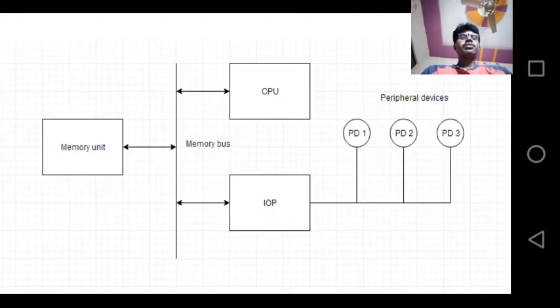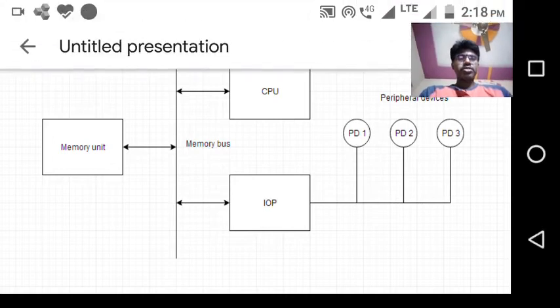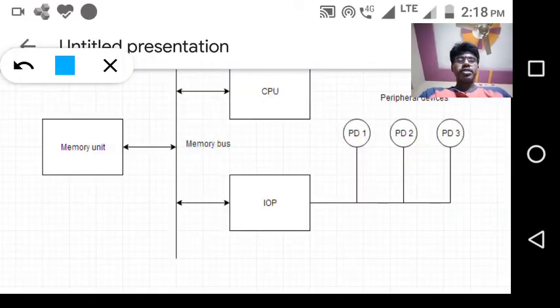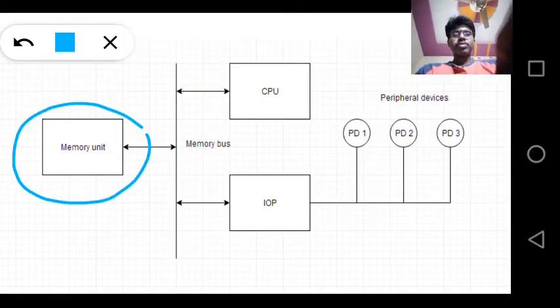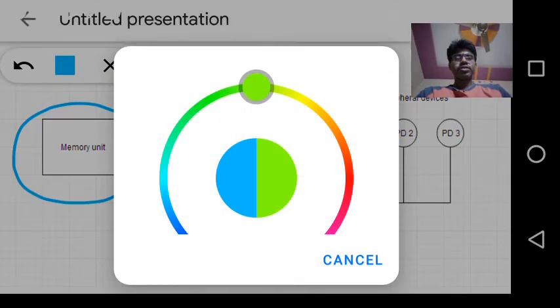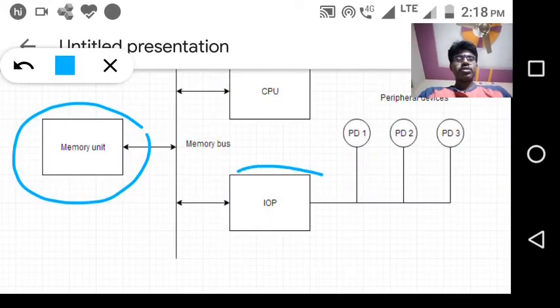Let's look at the block diagram of an IO processor. See here, this is the memory unit and this is an IO processor.